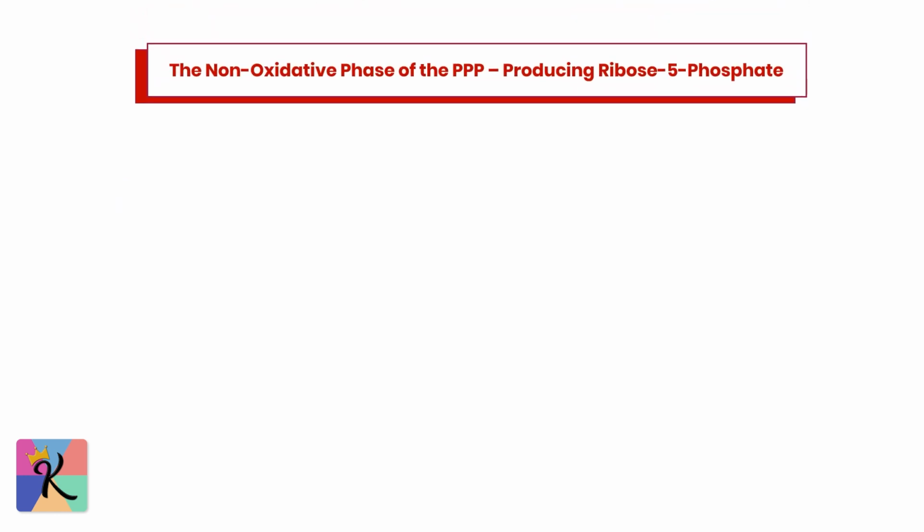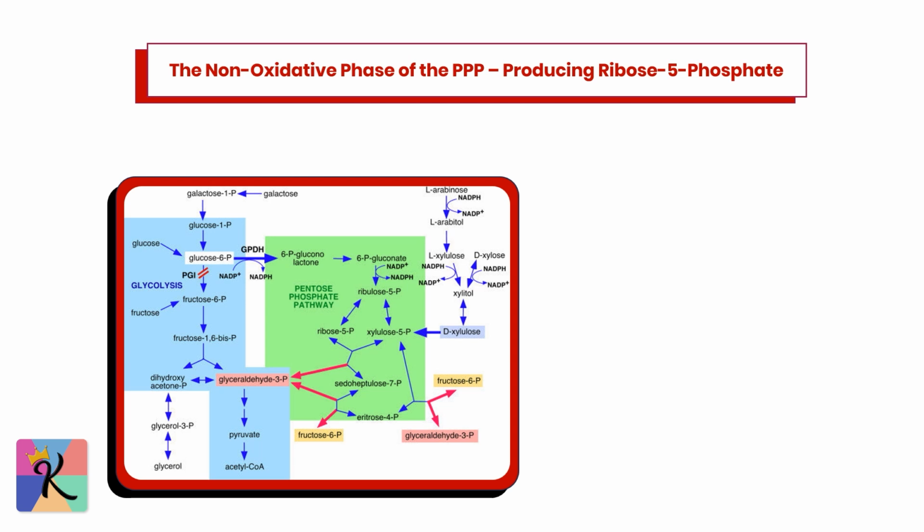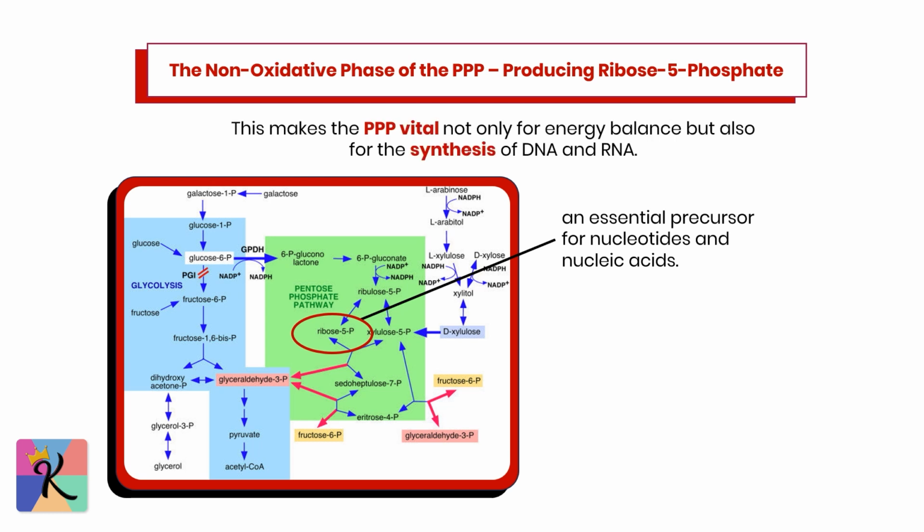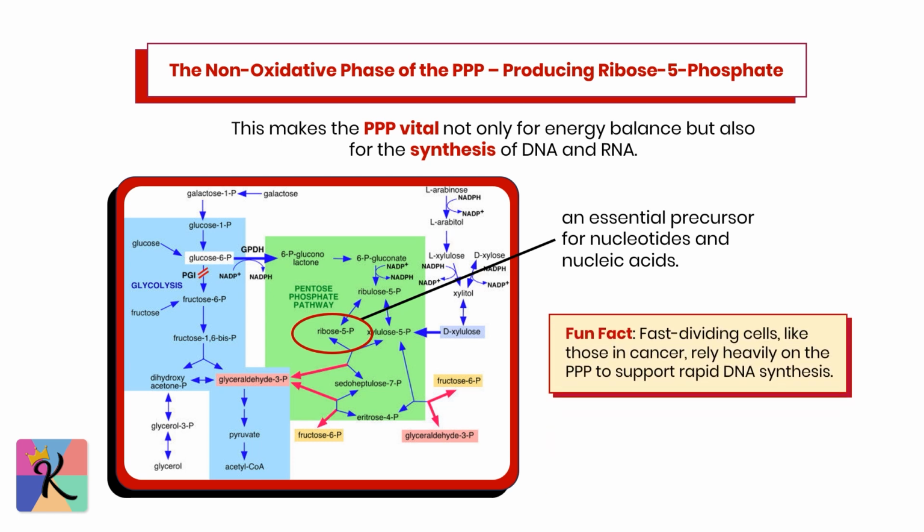In addition to NADPH, the non-oxidative phase of the PPP produces ribose 5-phosphate, an essential precursor for nucleotides and nucleic acids. This makes the PPP vital not only for energy balance, but also for the synthesis of DNA and RNA. Fast-dividing cells, like those in cancer, rely heavily on the PPP to support rapid DNA synthesis.